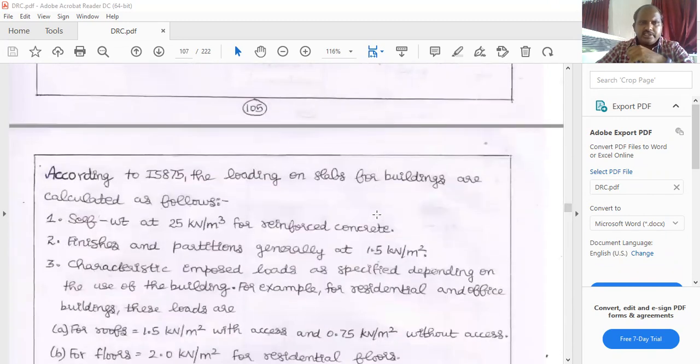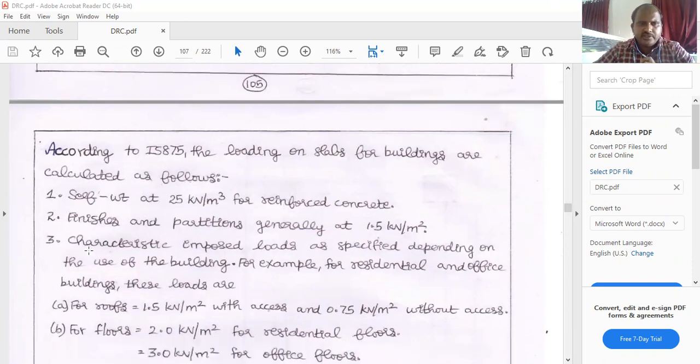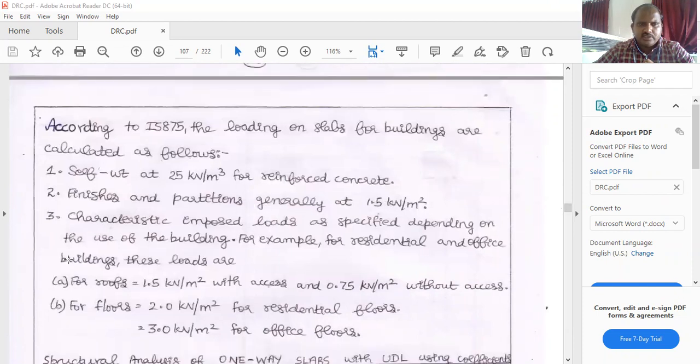According to IS 875, the loading on the slabs for buildings is calculated as follows. First one is self-weight, that is 25 kilonewton per meter cube for reinforced concrete. Next one is finishes and partitions, generally at 1.5 kilonewton per meter square. And third one is characteristic imposed loads, as specified depending on the use of the building.